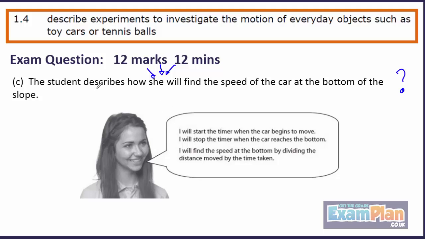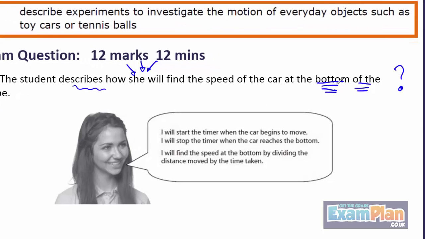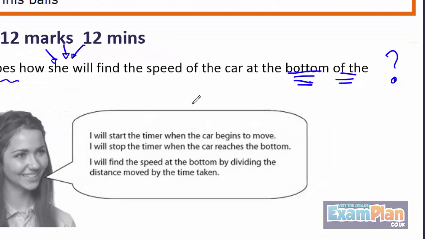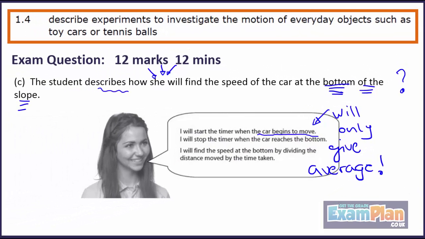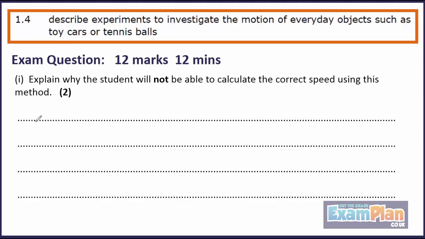The question says, the student describes how she will find the speed of the car at the bottom of the slope. On second reading, we can see the student wants to find the speed only at the bottom of the slope. Her method applies to the whole slope, as she starts the timer from when the car sets off at the top of the slope. So, in fact, her method would find the average speed of the car, not the speed at the bottom of the slope. And so her calculation must be incorrect.